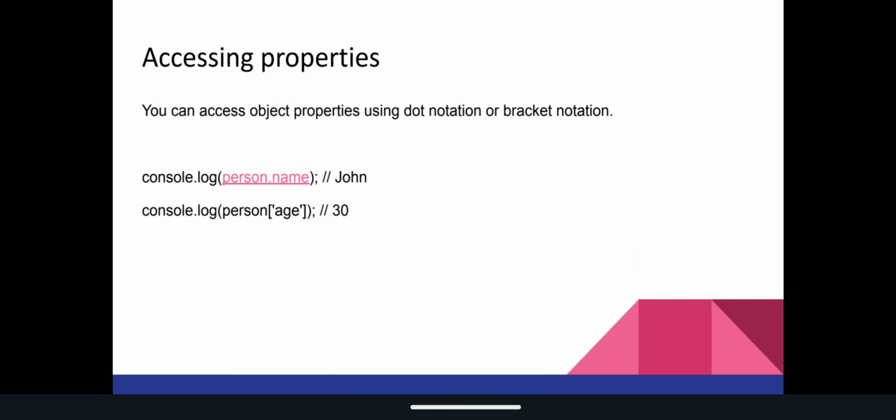Accessing properties. You can access object properties using dot notation or bracket notation. console.log(person.name). Here the output will be displayed as name John. console.log(person.age). Here the output will be displayed as age 30.